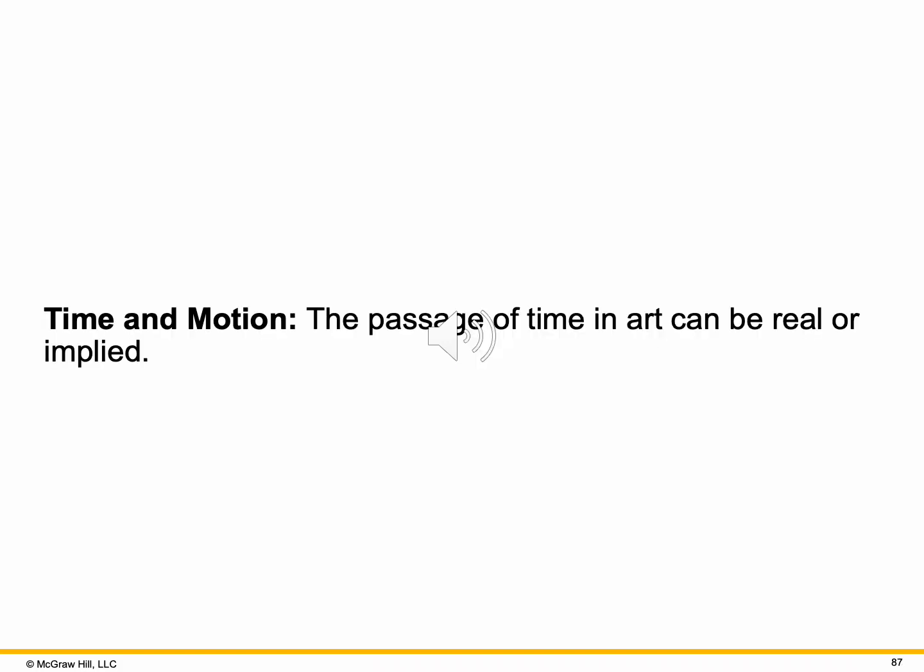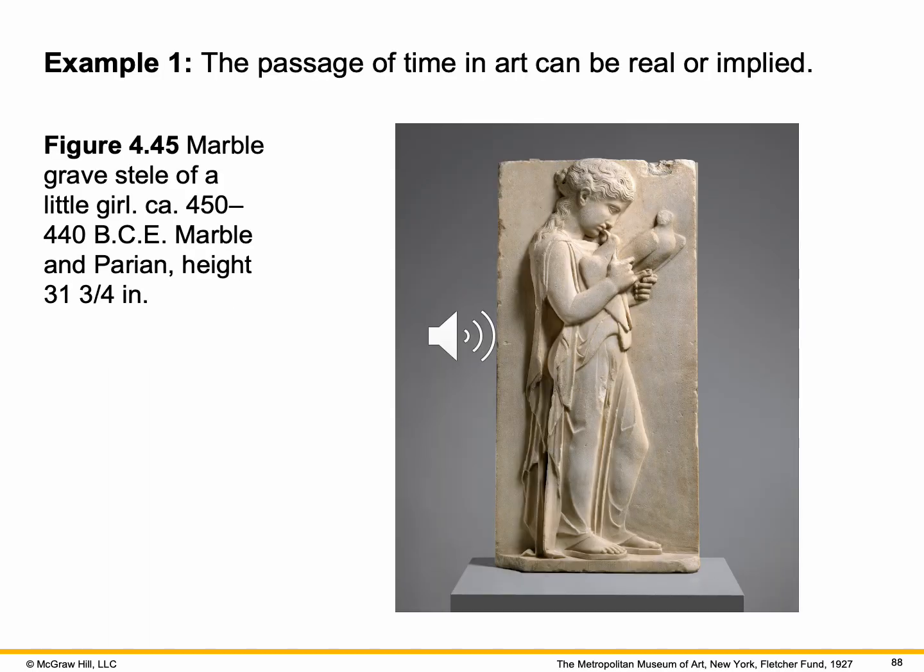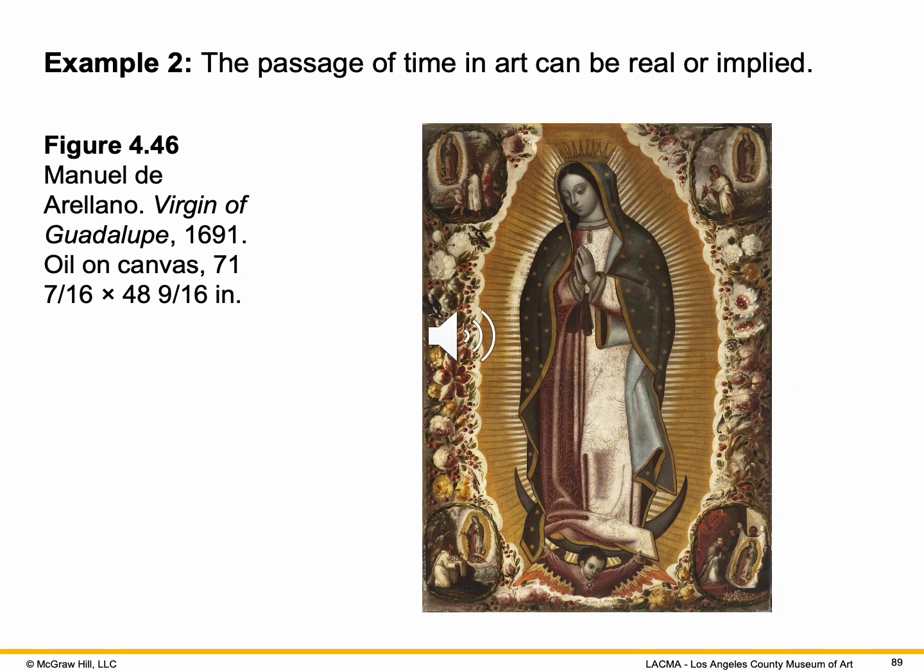Time and motion. The passage of time in art can be real or implied. Time and motion are always linked together in art because motion unfolds over time. Time and motion can be either represented in art, or it can be real, actual time and motion that passes in a work of art.